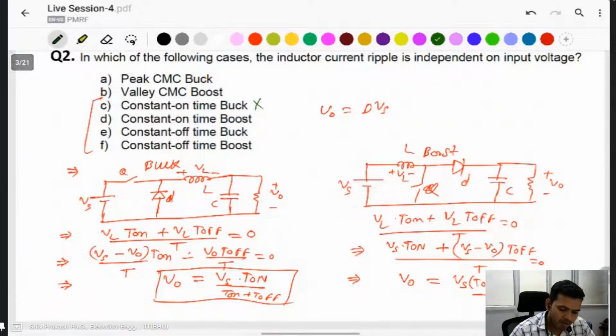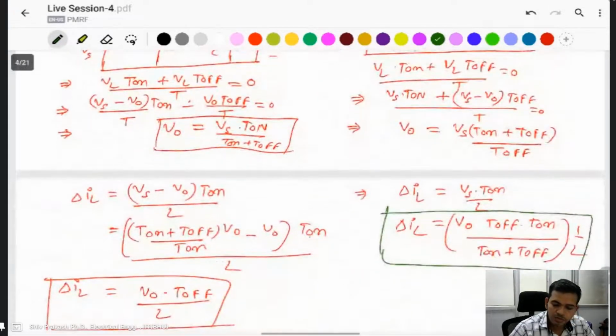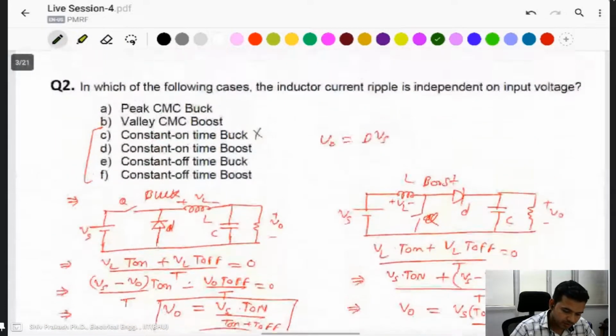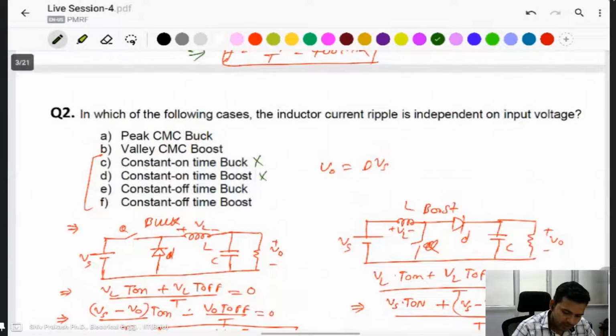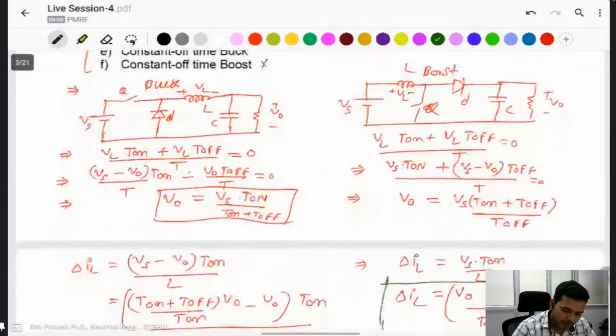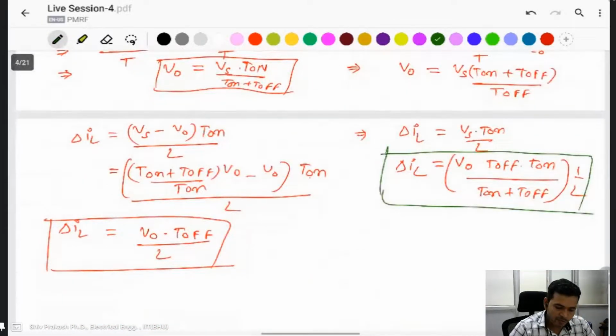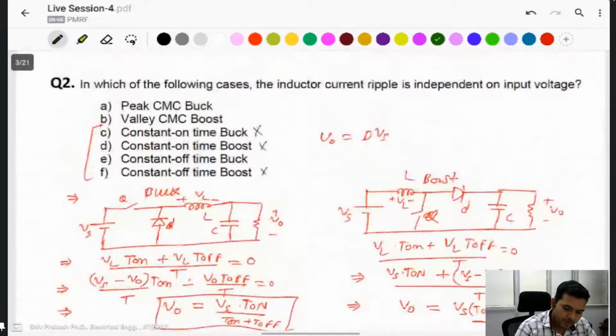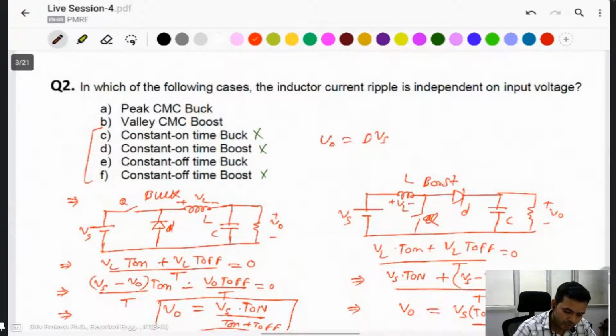Second, constant on time boost. For the boost, you need both on time and off time controlling. That's why delta IL is not constant. Then for boost, we will not say constant off time. For buck, here the constant off time. So off time constant, then output also constant, given the reference, and delta IL in the inductor is fixed in design. When you want to design the inductor, then L is constant, then delta IL is also constant, and this option is correct.